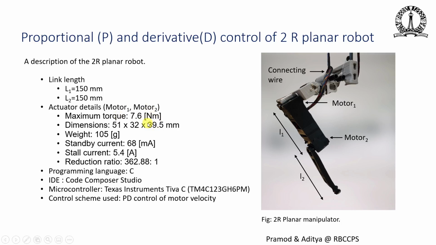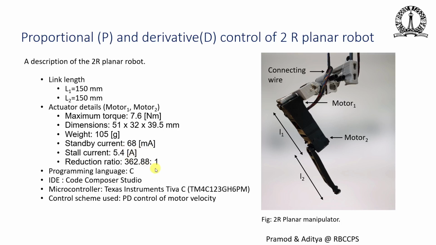The maximum torque which these motors can apply is 7.6 Newton meter. The dimension is quite small: 51 mm by 32 mm by 39.5 mm. The weight is about 105 grams. There is a standby current of 68 milliamperes, a stall current of 5.4 amperes, and there is a reduction ratio.